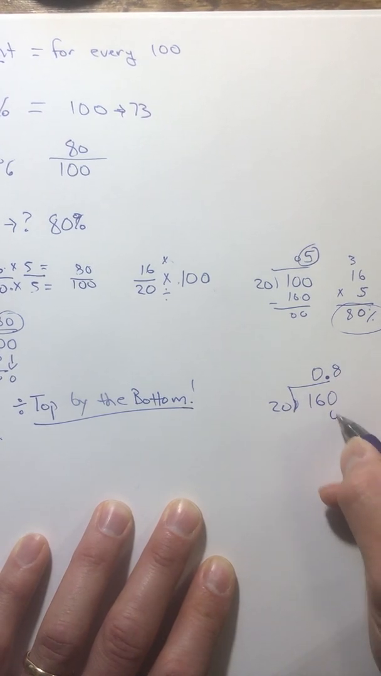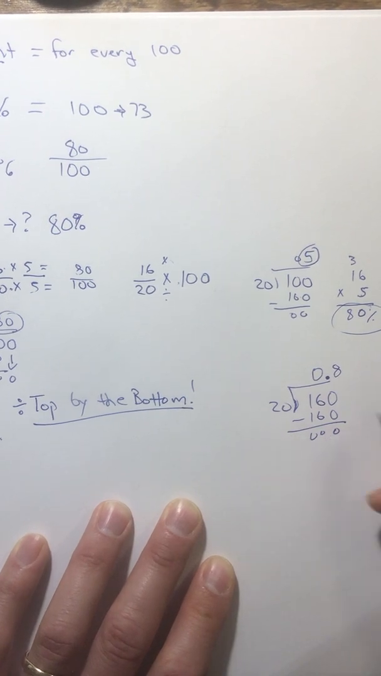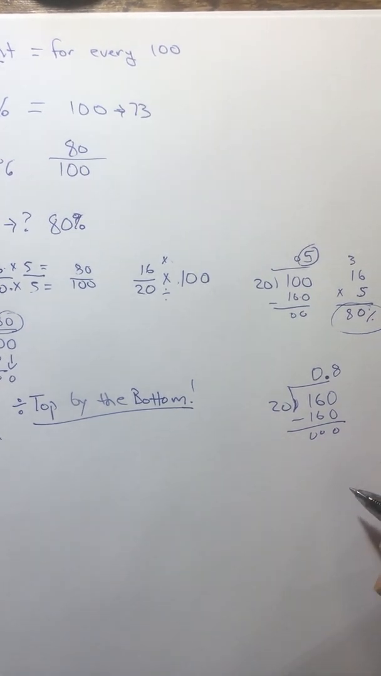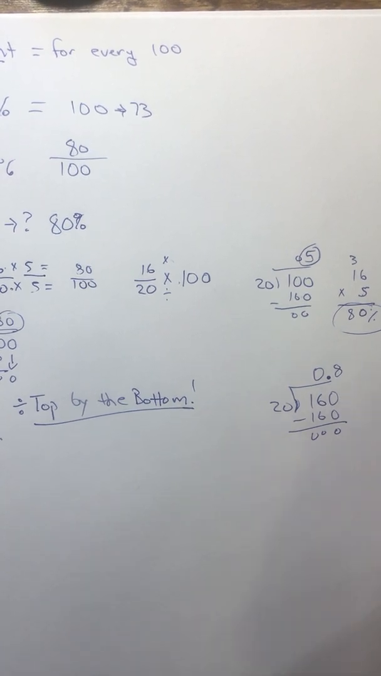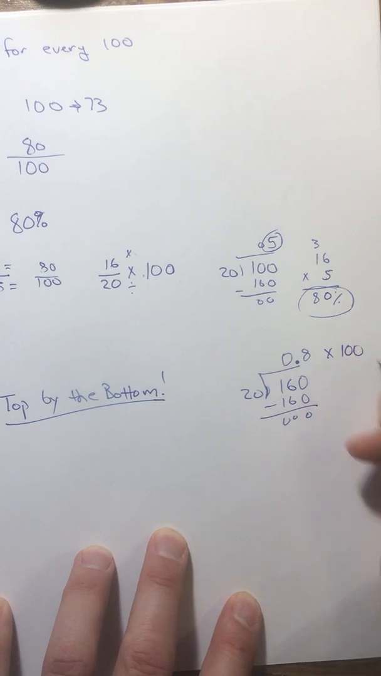8 times 0 is 0. 8 times 2 is 16. Subtract it off. I'm all done. 0.8, but that's not a percent yet, right? So to change your decimal into a percent, you've got one more step. You got to times it by 100.